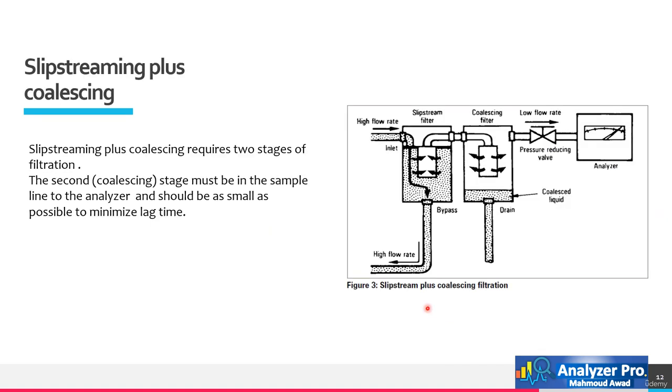Slipstreaming plus coalescing requires two stages of filtration. The second, coalescing stage, must be in the sample line to the analyzer and should be as small as possible to minimize lag time.